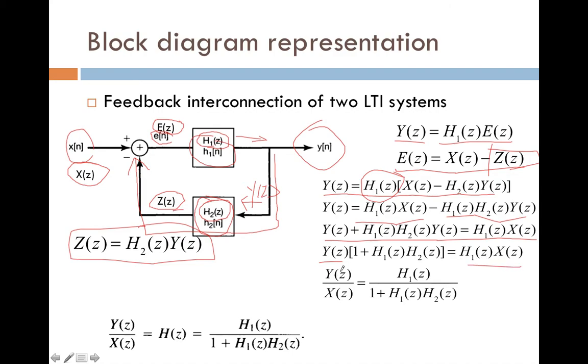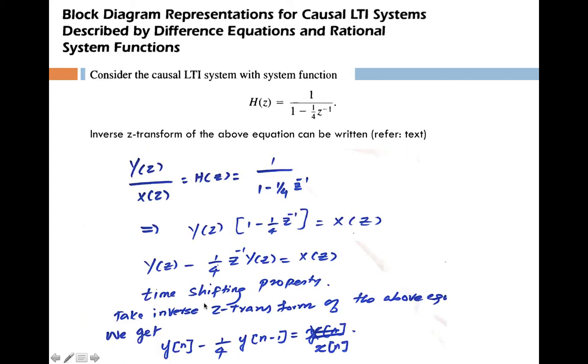Now I am going to take the ratio of the z transform of output and the z transform of input, that is y of z by x of z, which is equal to h1 of z divided by 1 plus h1 of z into h2 of z. This is the transfer function of the feedback interconnection of two networks. With this introduction, we are going to solve some set of problems.